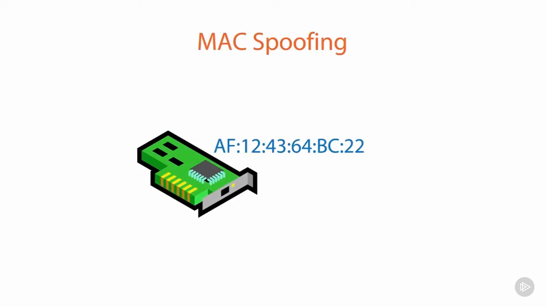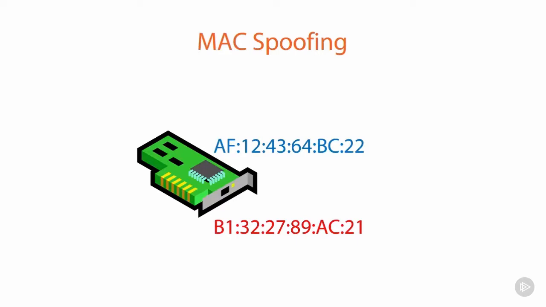We all know that our network cards have MAC addresses associated to them. If I'm able to spoof the MAC address of that network card, the attacker could actually bypass access control lists on routers or even servers because they're pretending to be a different device on the network. One of the most famous tools for this type of attack is called SMAC.